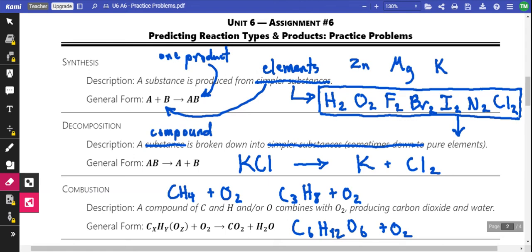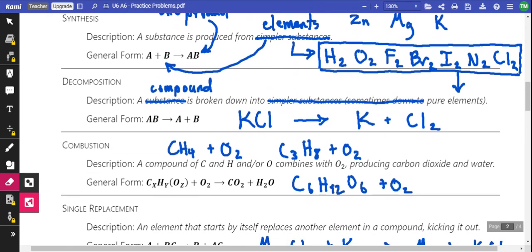In combustion, your reactants have to be some C's and H's reacting with O2. It has to be that way. Otherwise, it's not combustion. I don't care if it puts off a flame. I don't care if it burns like crazy. It's not technically a combustion reaction if it doesn't have C's and H's reacting with O2.